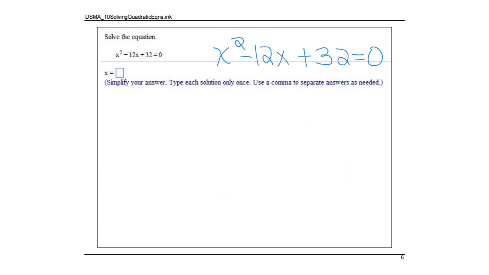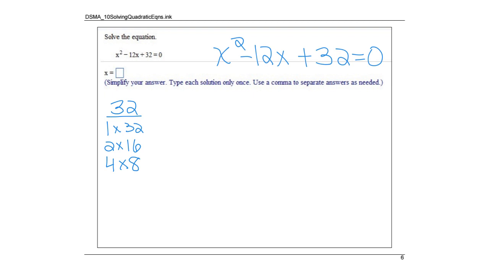All right, instructions say solve the equation. We have x squared minus 12x plus 32 equals 0. So we're in standard form. All of the terms are on one side. We have a 0 on the other, but they didn't factor this one for us. So let's go ahead and factor. We need to break down the 32. So we could have 1 times 32, 2 times 16, 4 times 8. What else do we have?